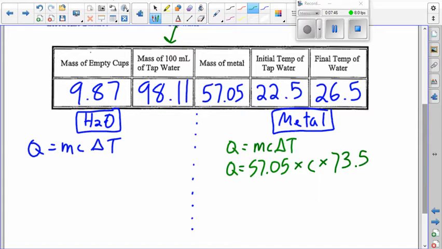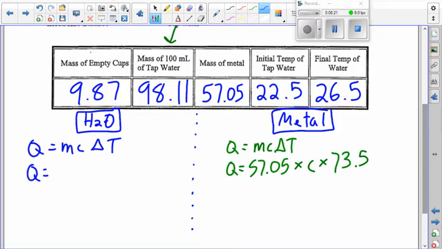Now, this is the problem that a lot of people ran into. They're like, wait, hold on a second. I don't know the Q or the C. What am I supposed to do with this problem? I can't figure this out with two unknown variables. You're absolutely correct. So what's going to happen is, this Q, the energy that the metal lost, should be equal to the energy gained by the water. In other words, this Q and this Q should be equal. So if I can calculate this Q for the water, I should be able to plug that back into the Q for the metal.